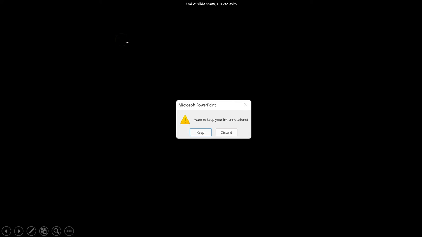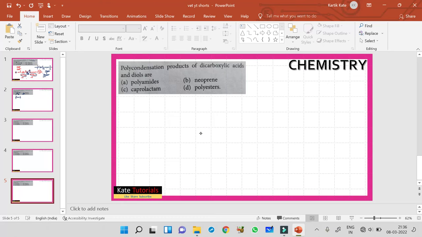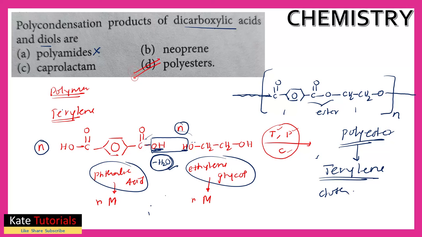So our correct answer is what? Our correct answer is polyester. A, B, C are wrong options.